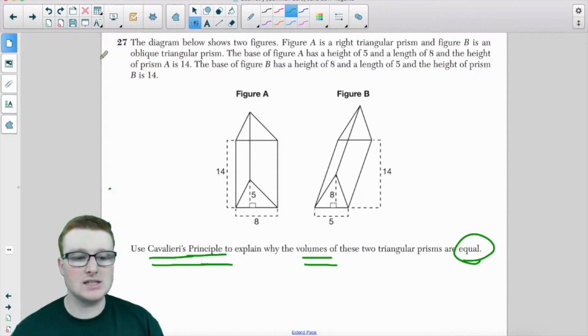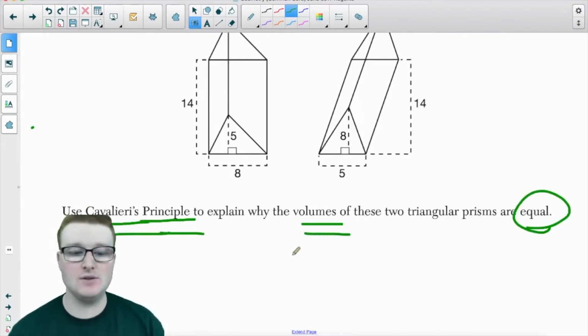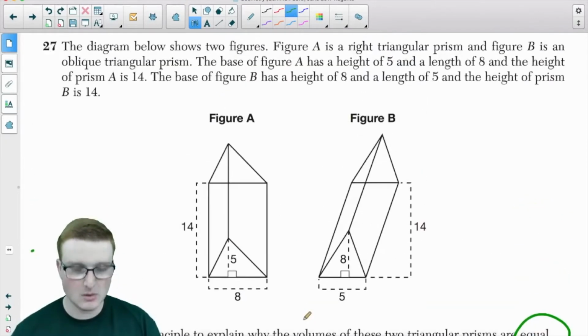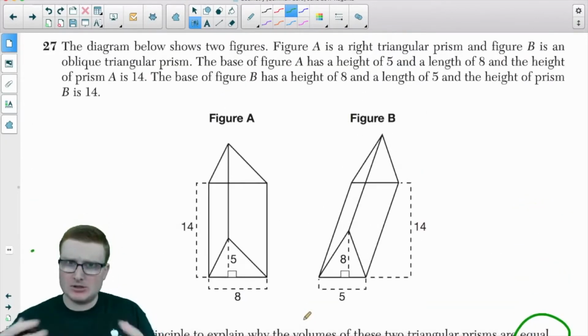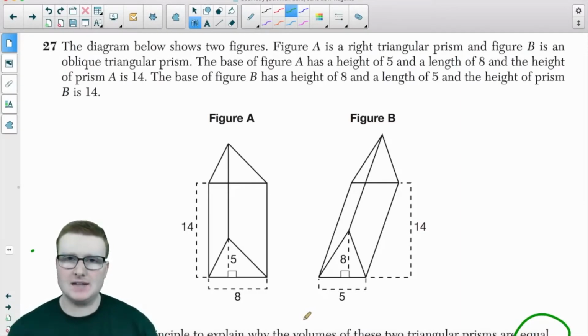When people took this exam, they didn't know what Cavalieri's principle was because this was the first time that the state of New York was testing it. So I'm going to lecture to you for a little bit. This is what Cavalieri's principle states.